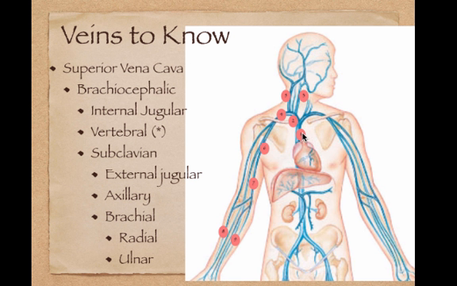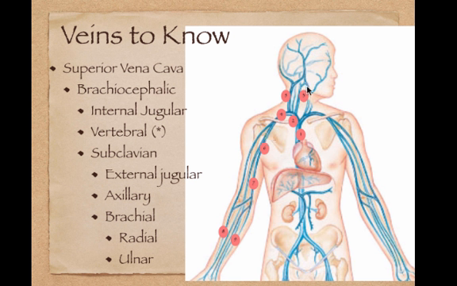The major vein that contributes to the superior vena cava is the brachiocephalic vein. The brachiocephalic vein collects blood from the arm, which, remember, brachio is the arm region, and blood from the head, which is what cephalic means. 3 main veins drain into the brachiocephalic. The first is the internal jugular.